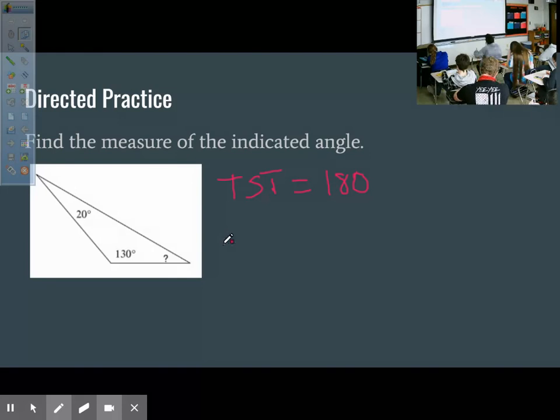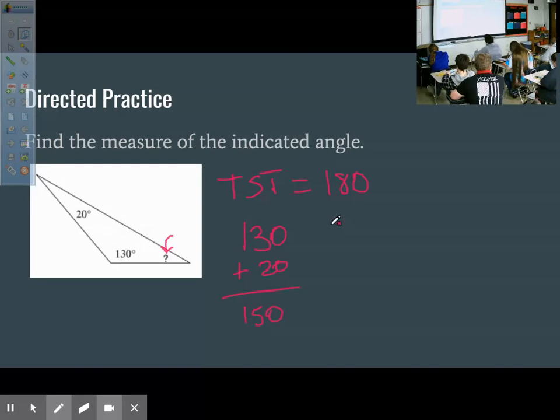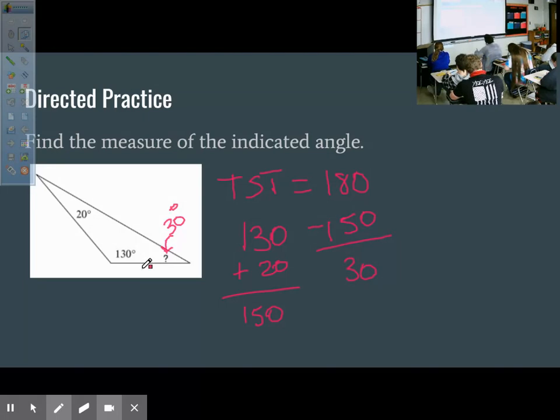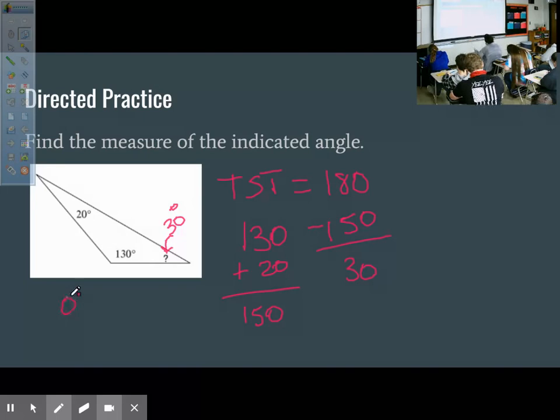Alexis R., how do I go about figuring out this angle measure here? You would do 130 plus 20, which would give you 150, and then you subtract 150 from 180, and you'll get 30. So that angle's 30 degrees? Yes. Alright, Sai, what type of triangle would this be? Obtuse. Why is it obtuse? Because the corner is bigger than 90. Yeah, this one's bigger than 90, so this would be considered obtuse.